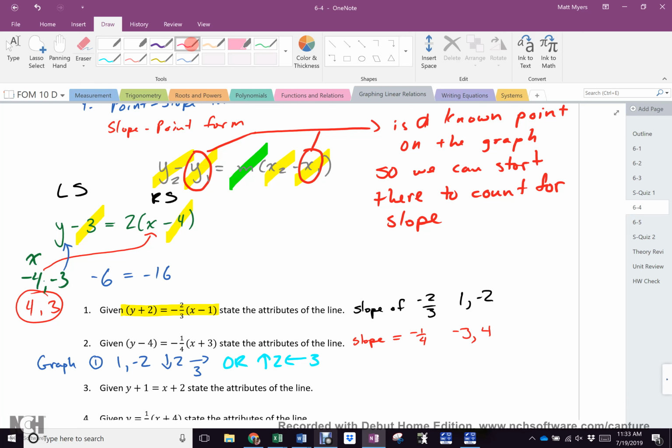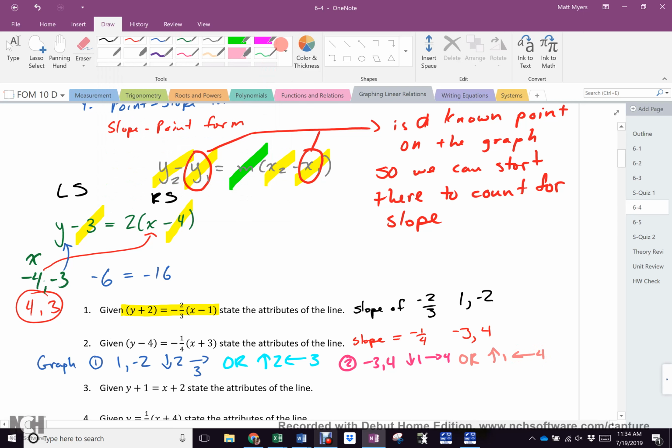What if I was doing graphing number 2? Where would I start? Negative 3, 4, and then what would I do? Down 1 and right 4, or, and I'll change shades of red to go to a different pink, or up 1 and left 4. Everybody understand?